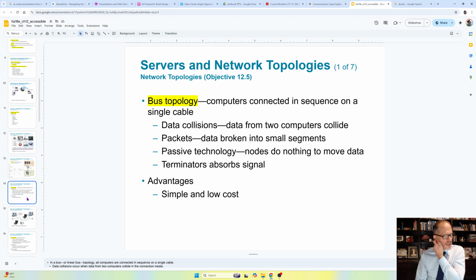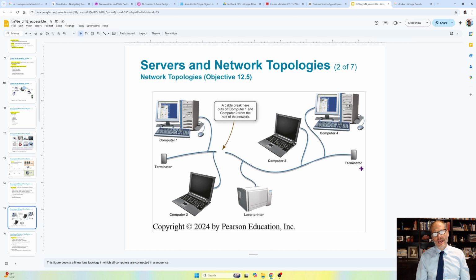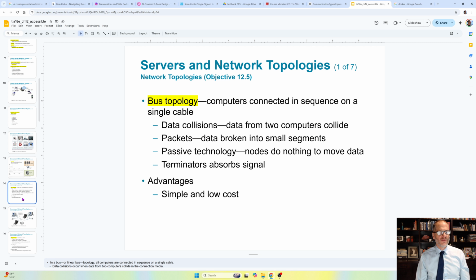So now we're going to talk about topology. We already visited this. Bus topology is everything on one line. The problem with this is if you cut it, the network goes down. So you can read the advantages and disadvantages right here.